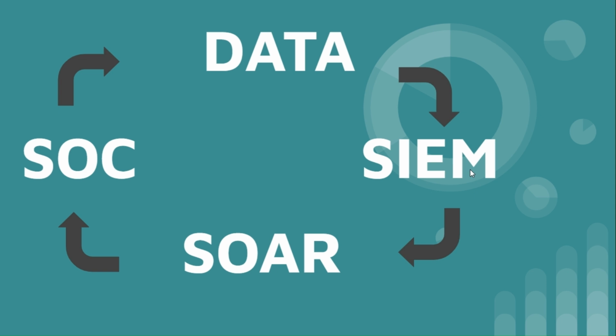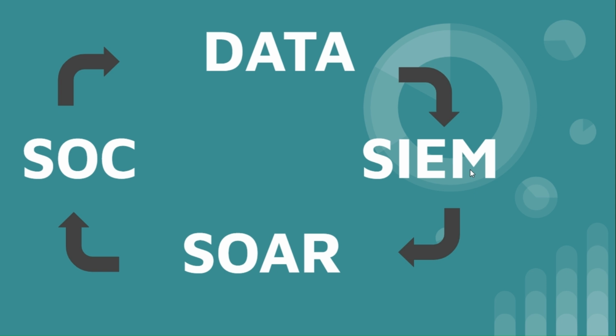Think of this in calibers. SIEM is your small caliber. It gets all the data information from your network to try to figure out if there are any vulnerabilities. It's going to alert you if something doesn't seem right, and so on and so forth.